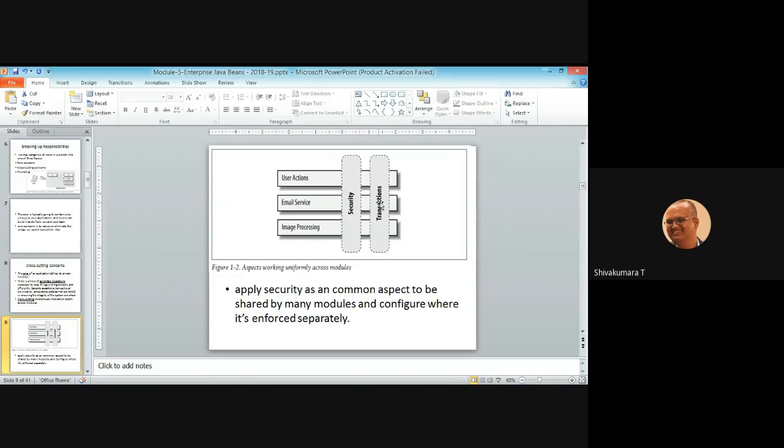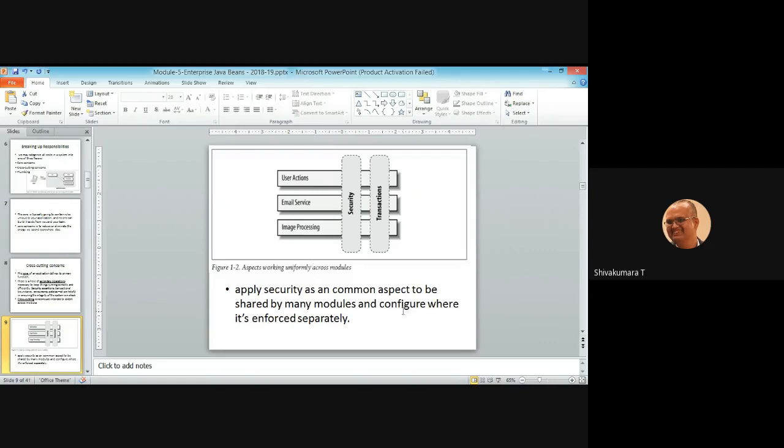See, user actions, email service, image processing. Here, security and transaction. Image processing means that while you are entering the ATM machine hall, they capture your image. If image-oriented authentication is present in your enterprise application, it is going to work on that. It checks for security, your iris, your biometric fingerprint information. If it matches with their existing database content, then they allow you to do the transactions.